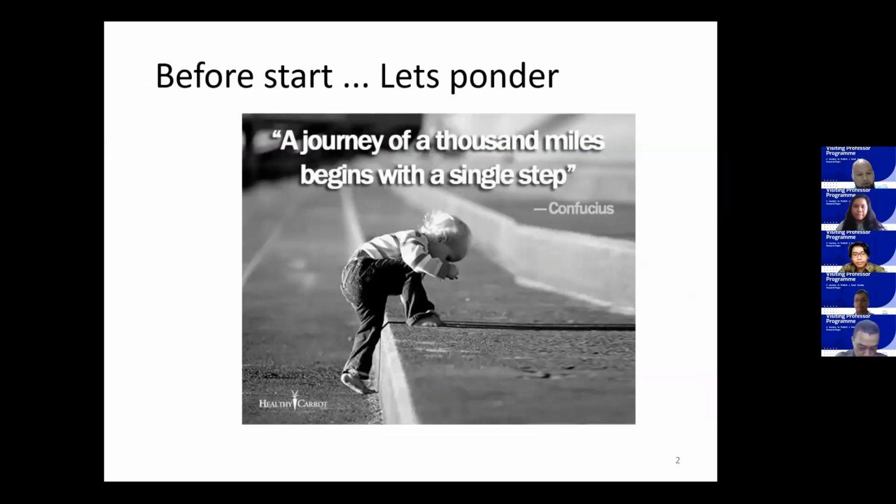Okay, so before we start, let's see this point which is good for us to ponder. A journey of 1,000 miles begins with a single step. If we relate this statement with what we want to do in writing or publishing, when we start, it is very difficult. When we are starting to do anything, publication is also the same. When we want to start, it's not easy.